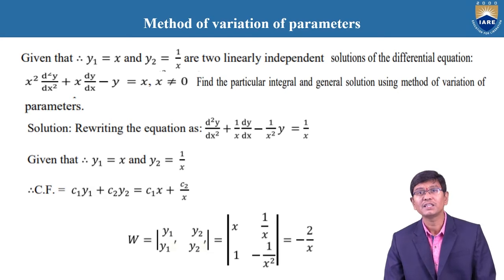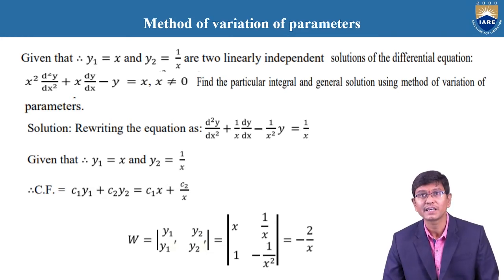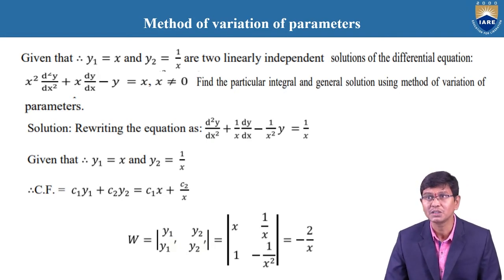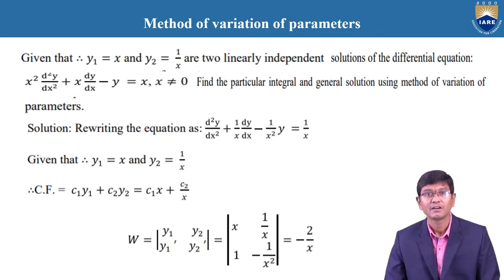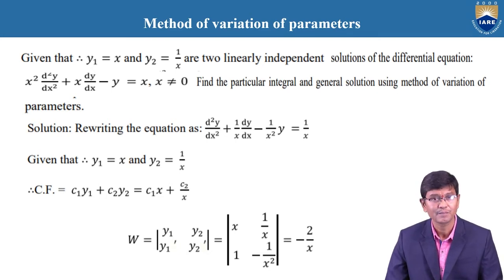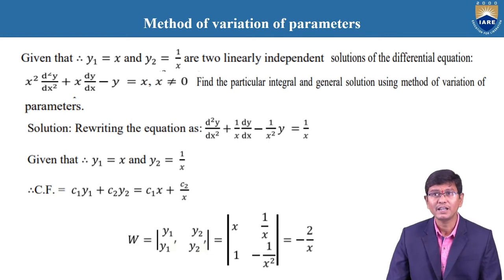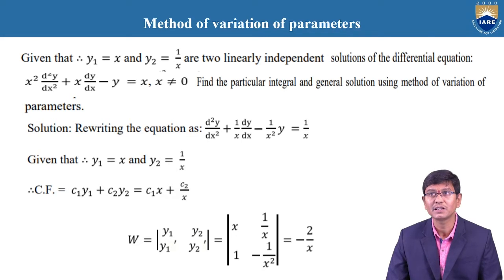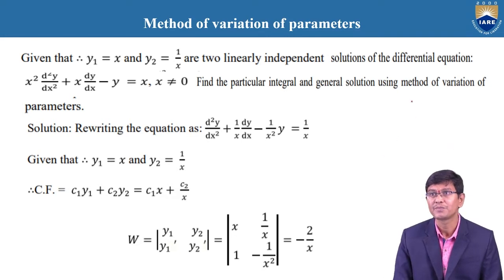Now, we will discuss a different type of problem. It is given that y1 equal to x and y2 equal to 1 by x are two linearly independent solutions of the differential equation x square d square y by dx square plus x dy by dx minus y equal to x, where x is not equal to 0. Then find the particular integration and also the general solution by using the method of variation of parameters.